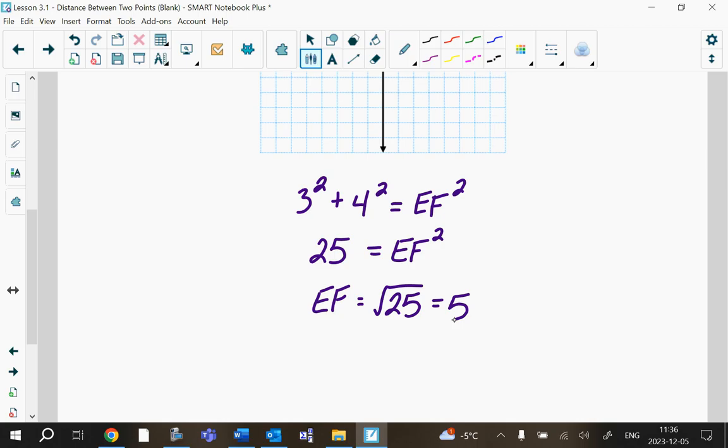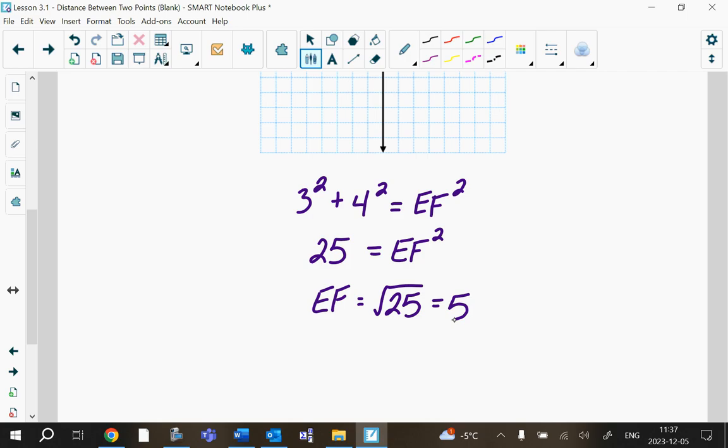You're not always going to get a whole number for the distance. You could get a decimal number, okay? Or you could leave it as a square root that we talked about in Unit 1. So that's great. I can do all of them now by graphing.